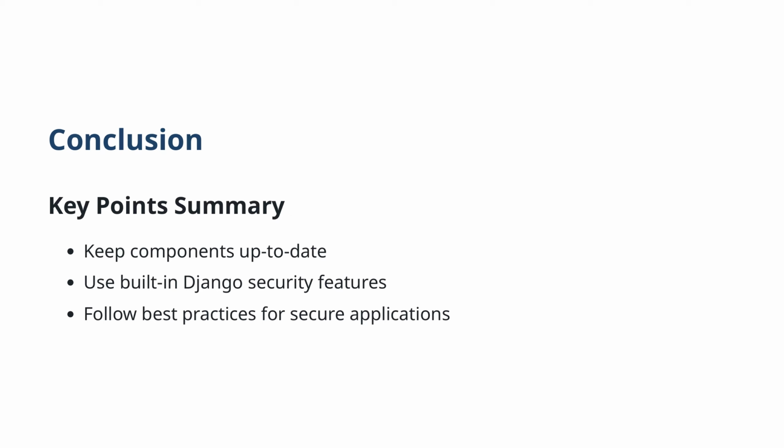In conclusion, let's summarize the key points we've covered. First, it's essential to keep all your components up to date to mitigate vulnerabilities. This includes regularly updating Django and its dependencies. Second, leverage the built-in security features of Django.